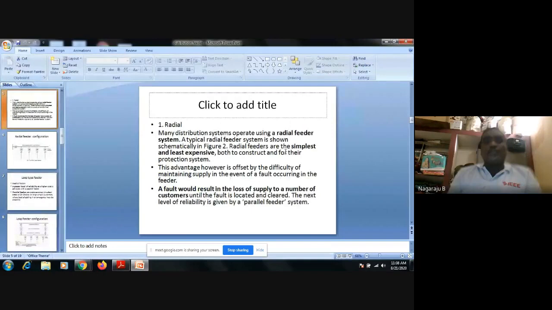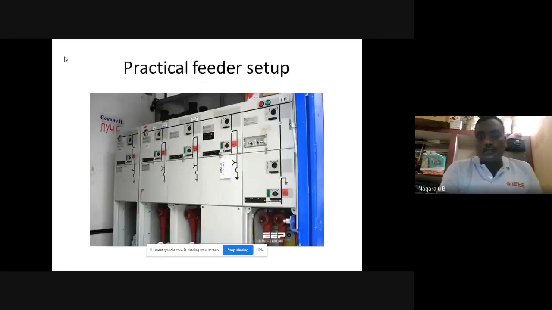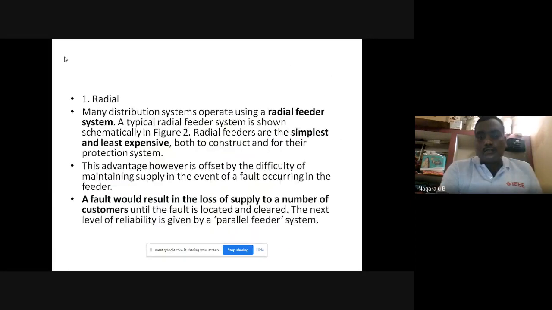Radial type is nothing but many distribution systems operating using a radial type of system. A typical radial feeder system is shown in the figure.